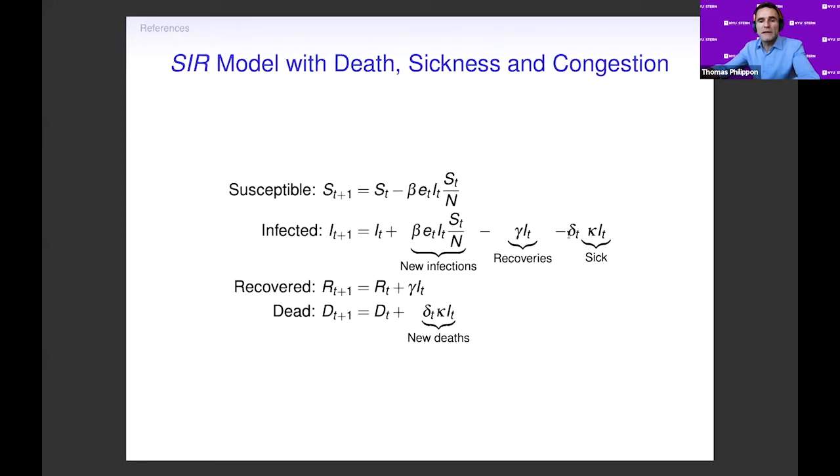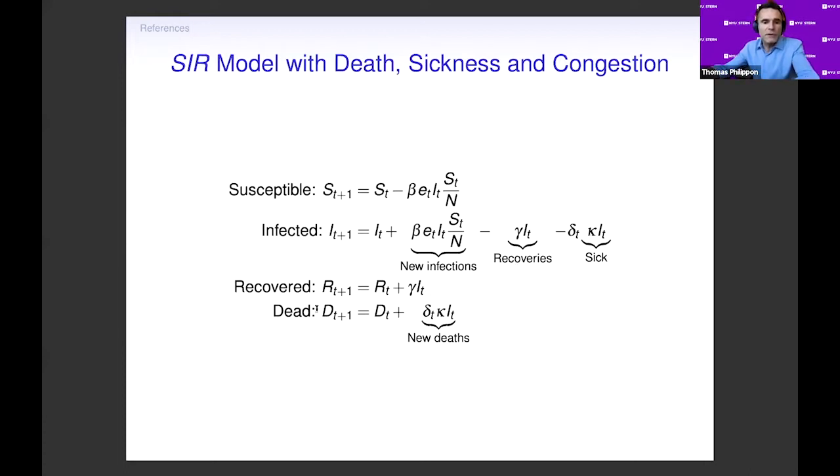And then delta is the death rate conditional on being sick. Okay, so delta kappa is going to be connected to the case fatality rate, which is the likelihood of dying conditional on being an active case or detected case. Delta kappa would be the infection fatality rate, which is conditional on being infected.